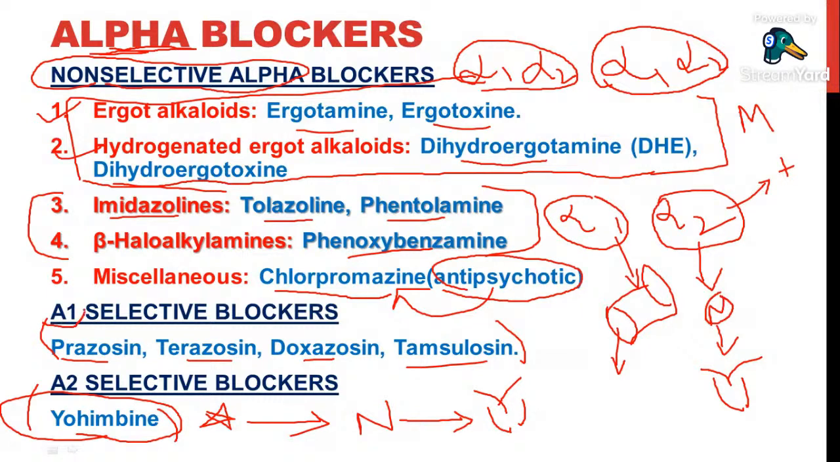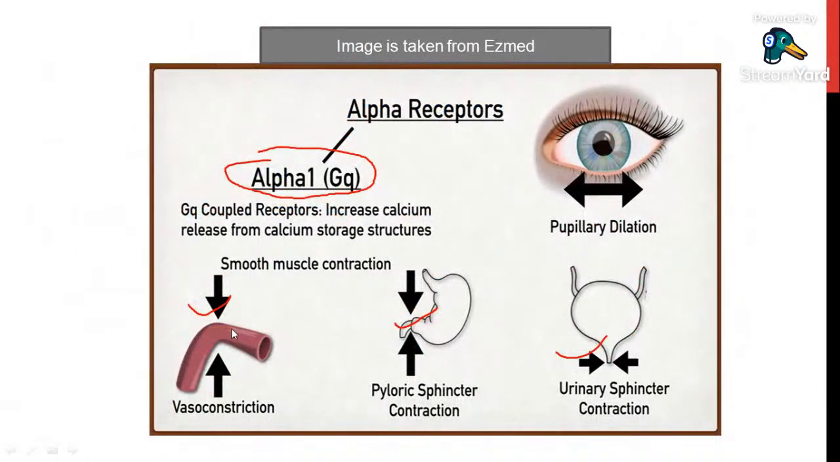Selective alpha 1 blockers block the alpha 1 receptors. When the alpha 1 receptor is blocked, it will cause vasodilation. And when the alpha 1 receptor is blocked in the GI tract, it will relax the GI sphincters, and again on the urinary sphincters it will relax the sphincters.